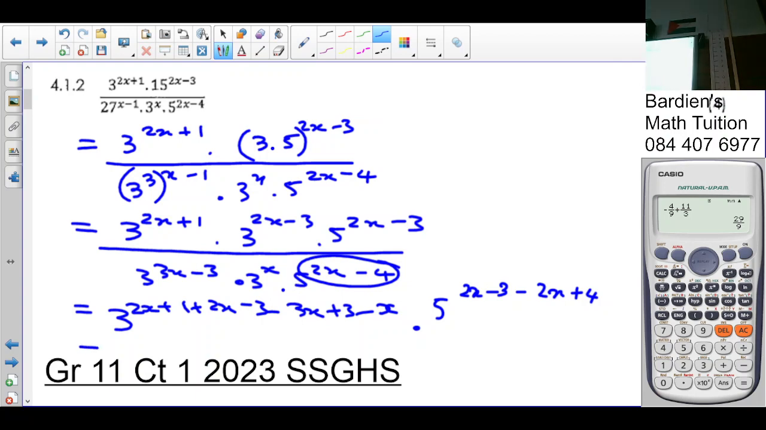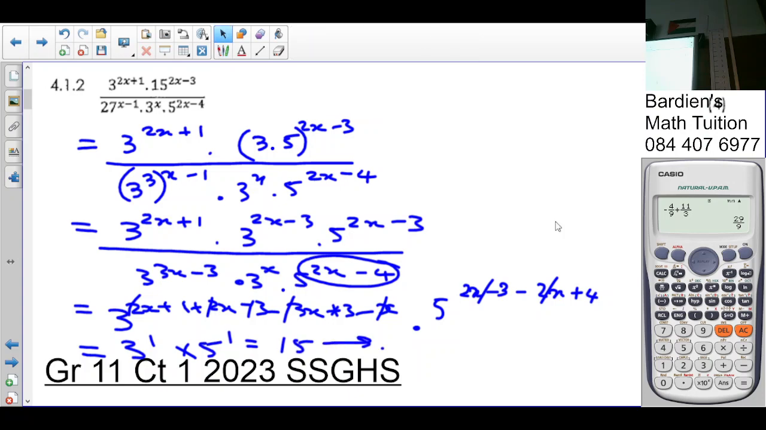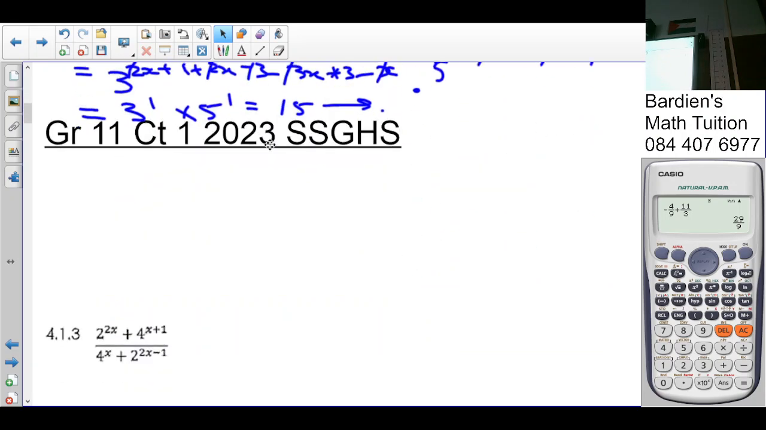Which will simply give us 3 to the power of no x. The 3s cancel, so I'm left with 3 to the 1 multiplied by, the 2x minus 2x cancel, 5 to the 1. And 3 times 5 is 15. Is that correct? Any confusion? Next.